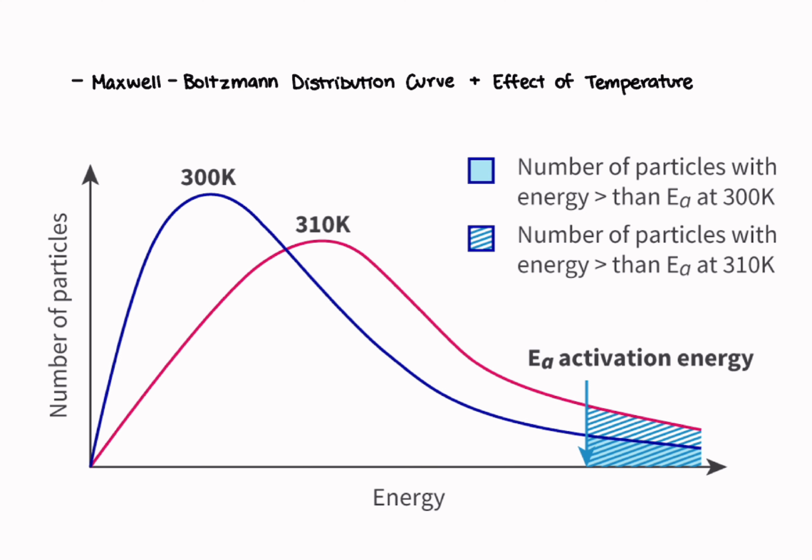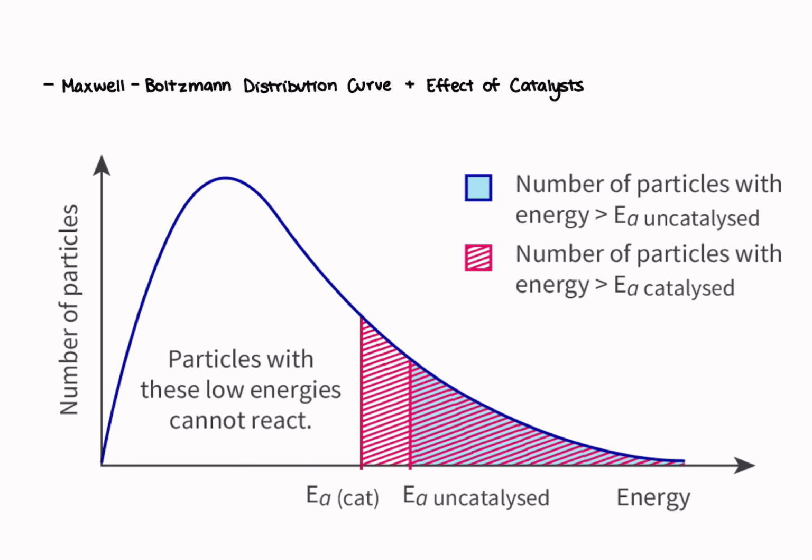So essentially what that means is when you have a higher temperature, you would have more particles that have enough energy to react. And now we'll talk about the Maxwell Boltzmann distribution curve and the effect of catalysts. So as a reminder, catalysts alter the activation energy by lowering the activation energy. So how this is shown on the graph is we move the activation energy line further down, so further towards the left. So as you can see, this line over here is the activation energy for the uncatalyzed reaction, and this one over here is the line for the activation energy of the catalyzed reaction.